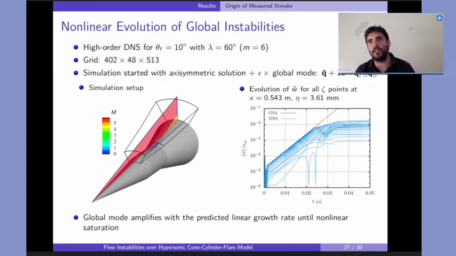But at some point, it stops growing and it saturates. So actually, we have a new solution. It's three-dimensional now. So the global mode amplifies with the predicted linear growth rate until nonlinear saturation happens from this time.